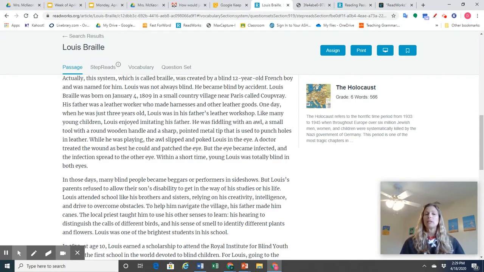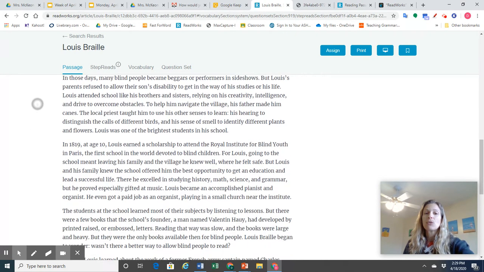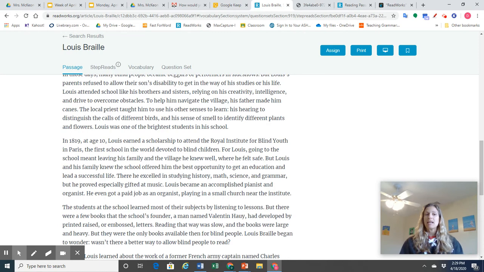Louis attended school like his brothers and sisters, relying on his creativity, intelligence, and drive to overcome obstacles. To help him navigate the village, his father made him canes. The local priest taught him to use his other senses to learn: his hearing to distinguish the calls of different birds, and his sense of smell to identify different plants and flowers. Louis was one of the brightest students in his school.